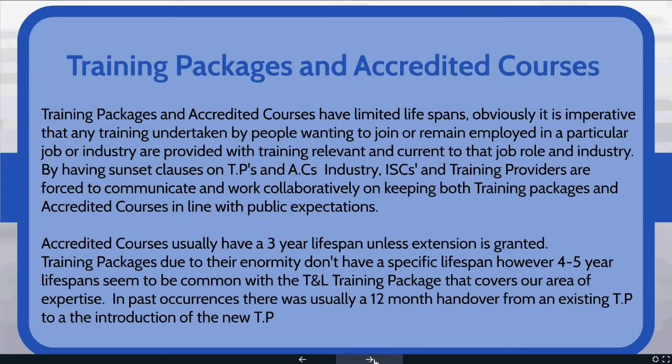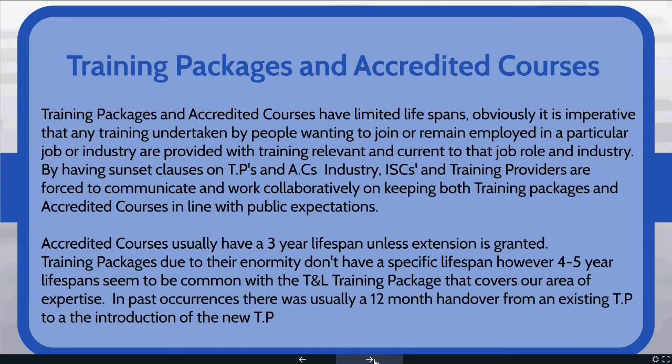By having sunset clauses on training packages and accredited courses, industry skills councils, which really aren't around much more, and training providers are forced to communicate and work collaboratively on keeping both training packages and accredited courses in line with public expectations. What does all that mean? It pretty much means that it's important that training companies and the people in charge of qualifications ensure that those courses keep up to date with industry.